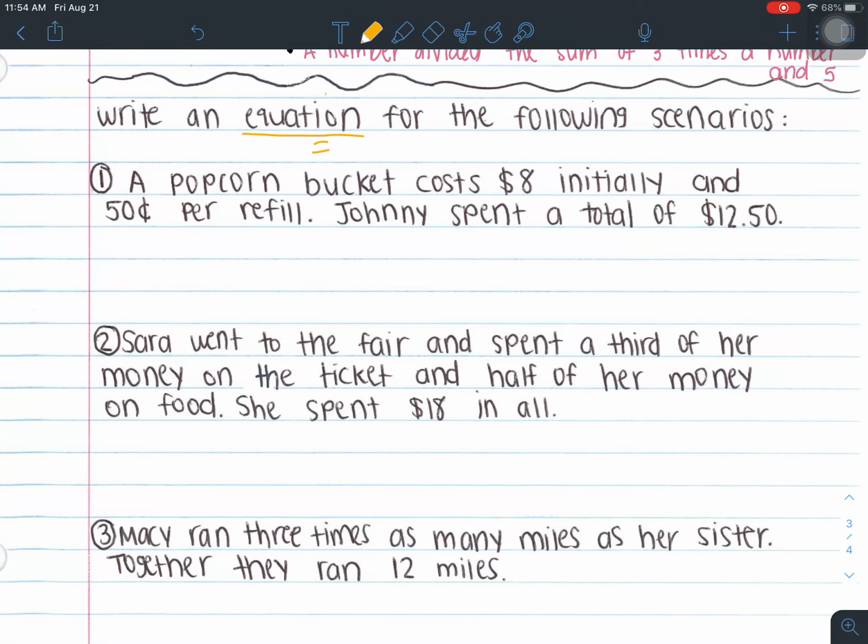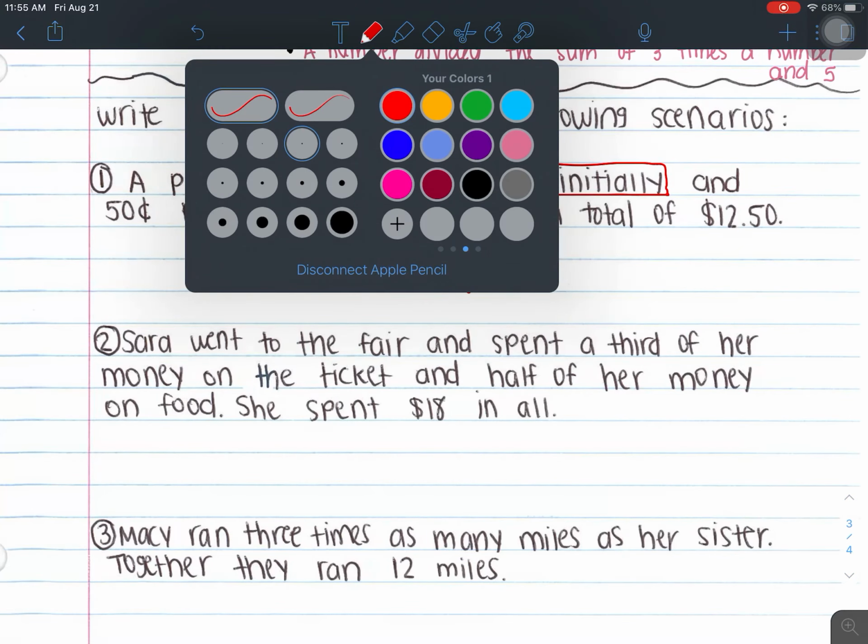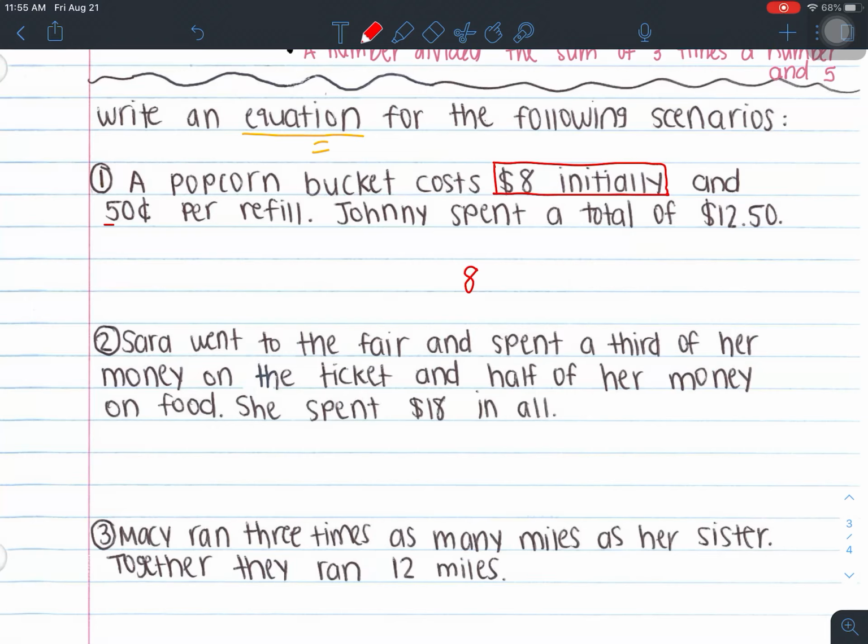Okay, so let's talk about this. We know we have to write an equation. Now, probably there's going to be a variable in it, or x, because there's going to be something in there I don't know. And anytime we don't know something, we call it x. So let's go ahead and list out all the things that we do know. Well, we know a popcorn bucket costs $8 initially. We know that for a fact. Costs $8, so I know that I'm going to have $8 in here somewhere. I also know that it is 50 cents per refill.